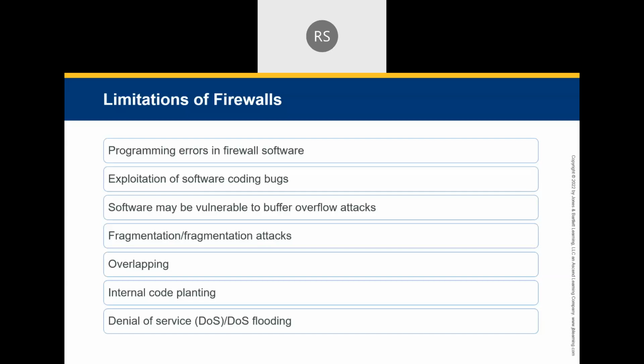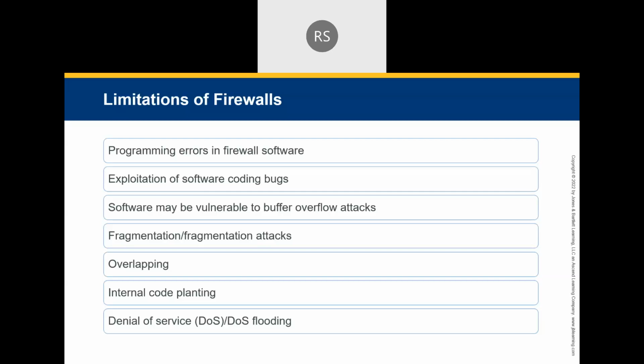Attackers may also attempt to exploit coding bugs or vulnerabilities that are present in the firewall software. And that could result in unauthorized access, bypassing the security controls, or other malicious activities. So you want to make sure you have ongoing security assessments, code reviews, and proactive vulnerability management to mitigate this risk.